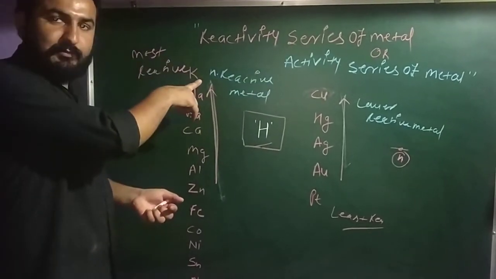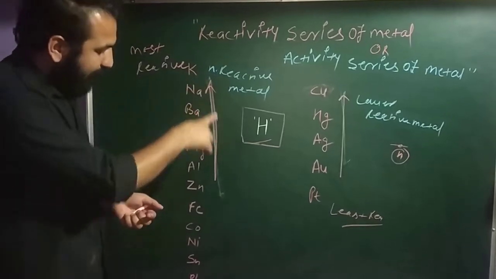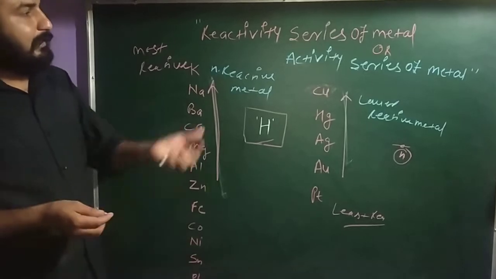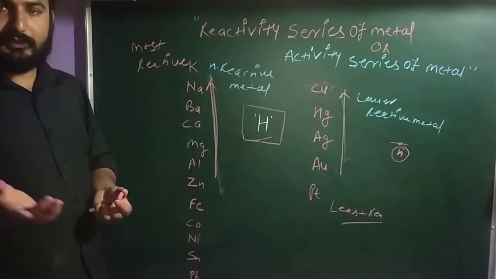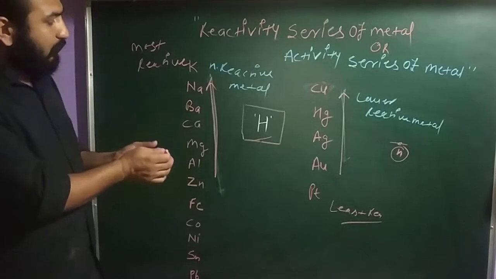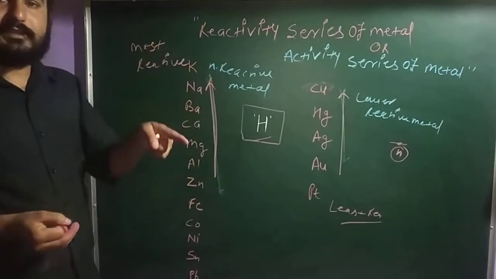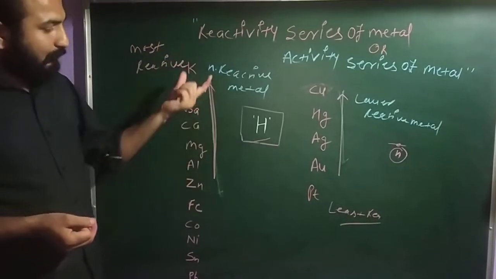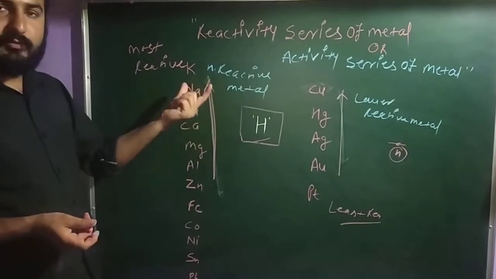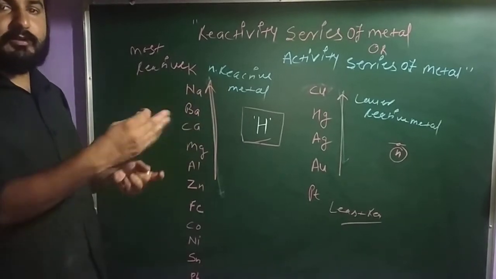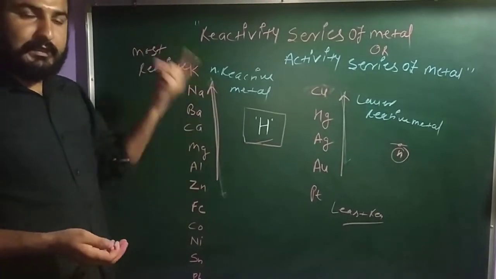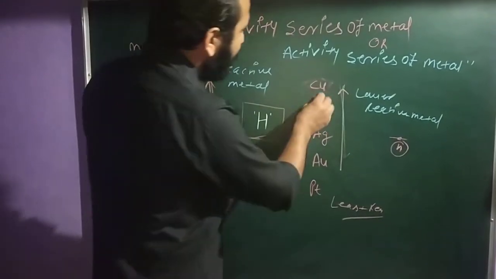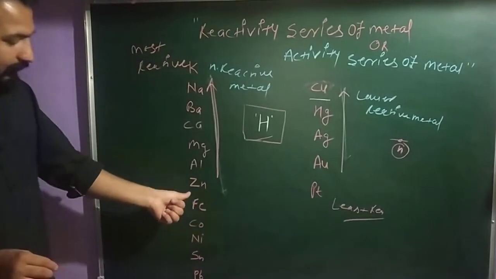That means potassium is the most reactive, and the series is decreasing. Clear? So this is called the reactivity series of metals or activity series of metals. That means the metals are placed here in decreasing order of their reactivity. Now this will define which one is replaced and which one is not replaced. Clear? In the previous example you see copper plus zinc sulfate. Now copper is lying here and zinc is lying here.